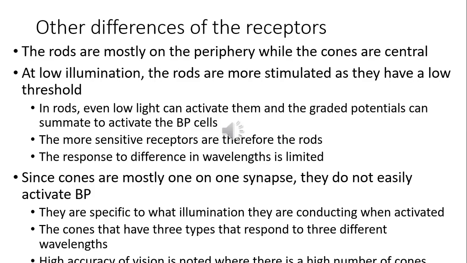Since cones are mostly one-on-one synapse, they do not easily activate bipolar cells. They are specific to what illumination they are conducting when activated. Cones have 3 types that respond to 3 different wavelengths. A higher frequency of vision is noted when there is a higher number of cones.